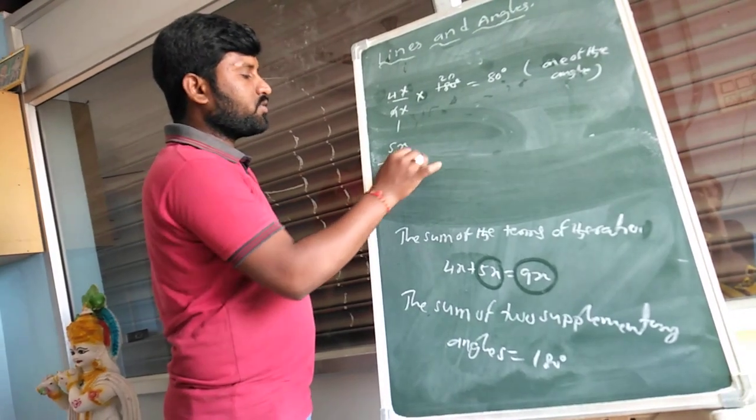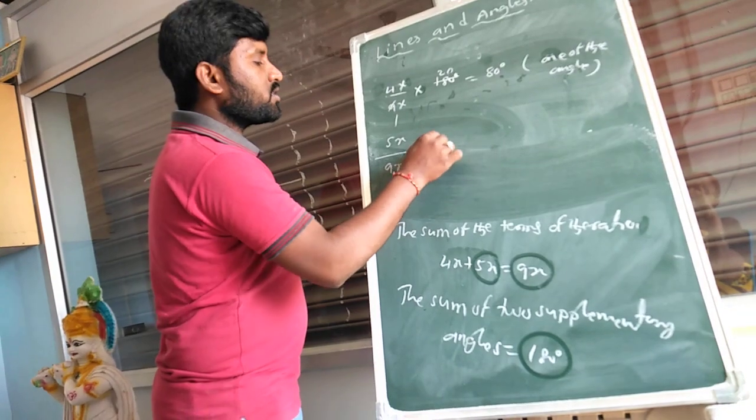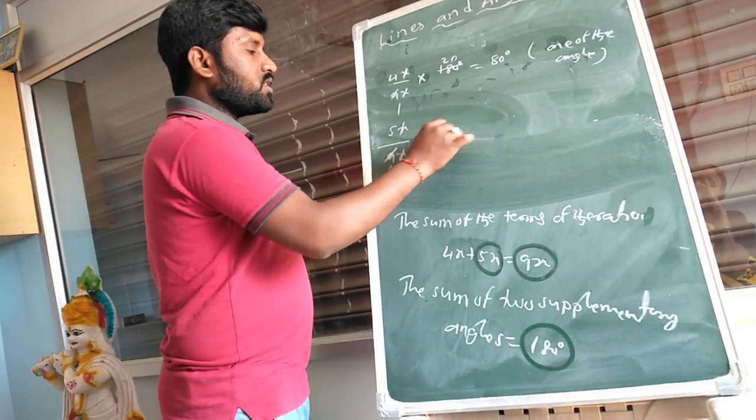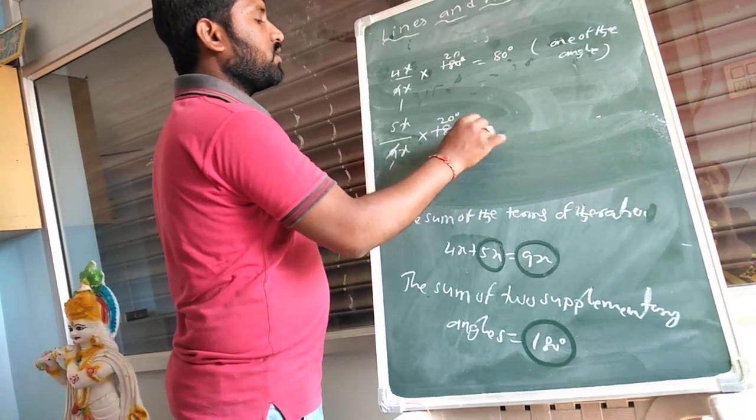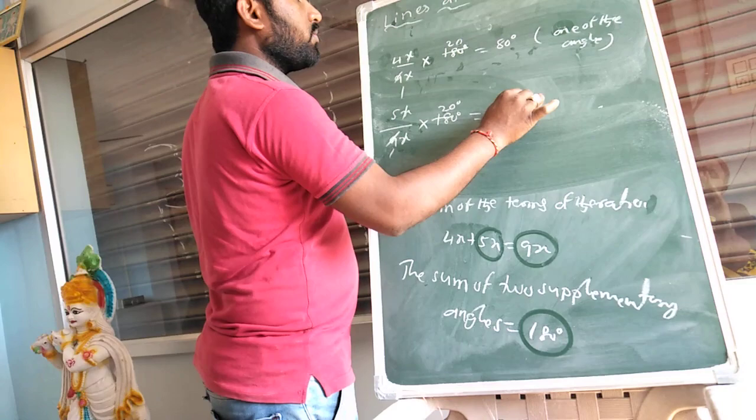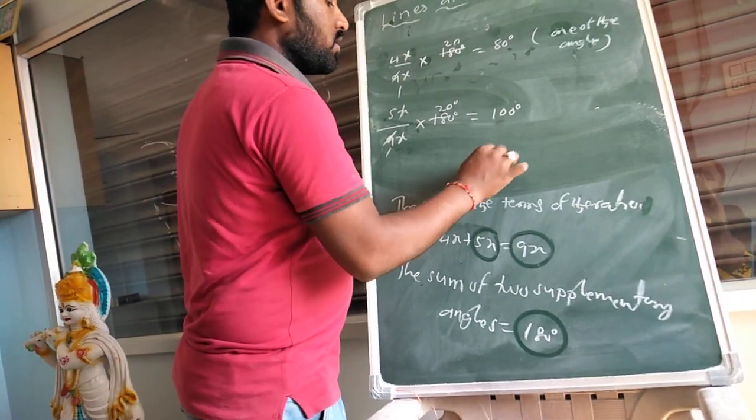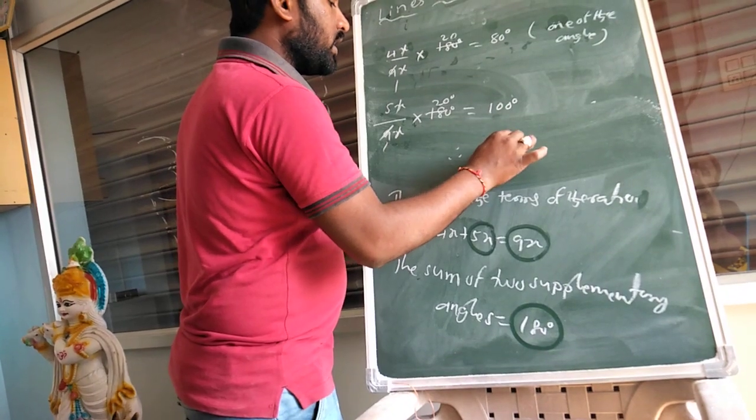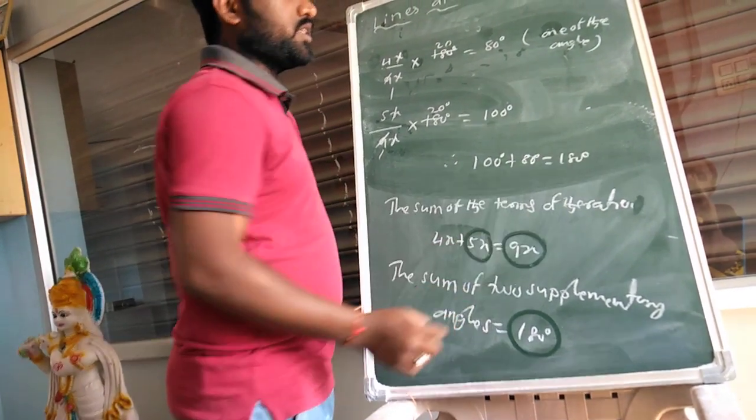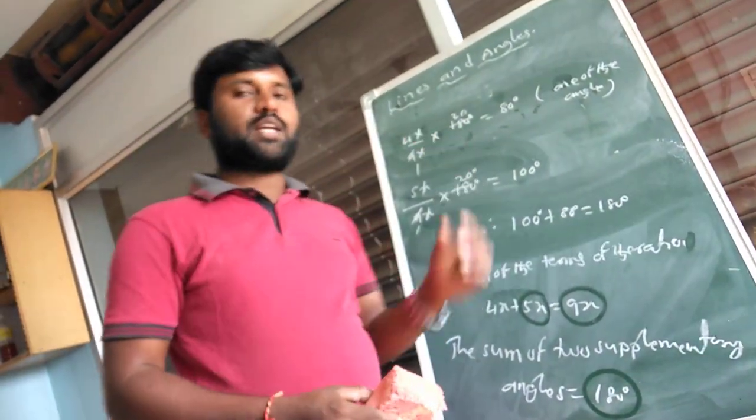Then next, 5x divided by the sum of the terms of the ratio, that is 5x into the supplementary angles, their sum is equal to 180 degrees. 9 ones are 9, 9 twenties are 180. 5 into 20 degrees, that is 100 degrees. So we can say that 100 degrees plus 80 degrees is equal to 180 degrees. Clearly we can say these two angles are supplementary angles.